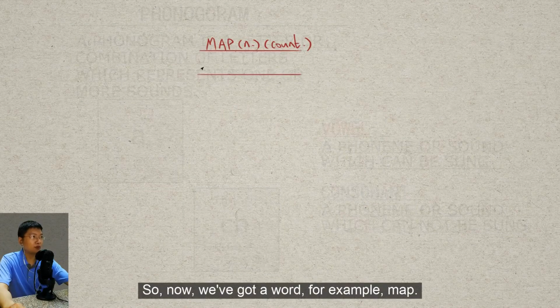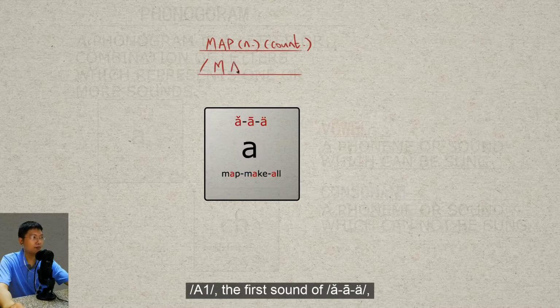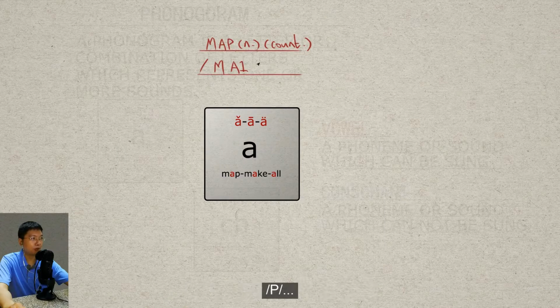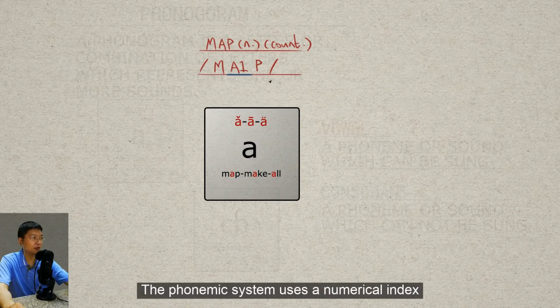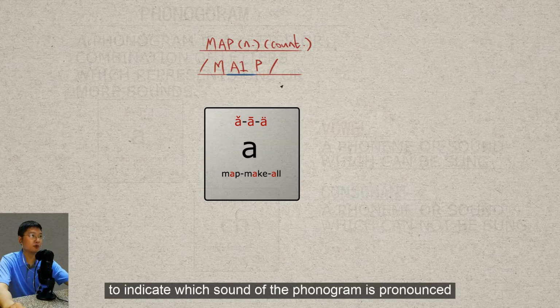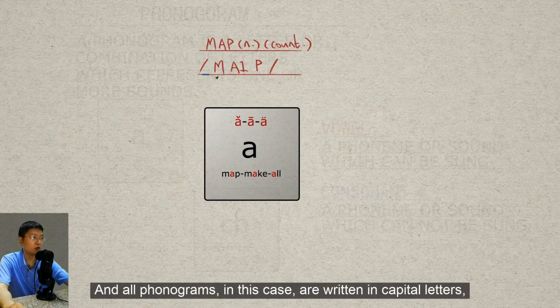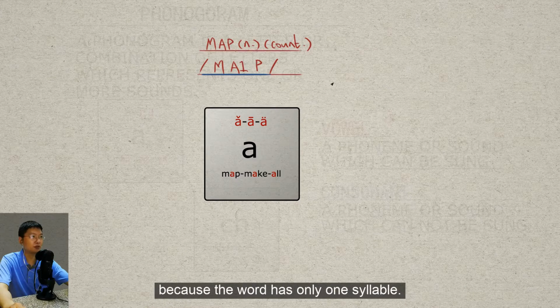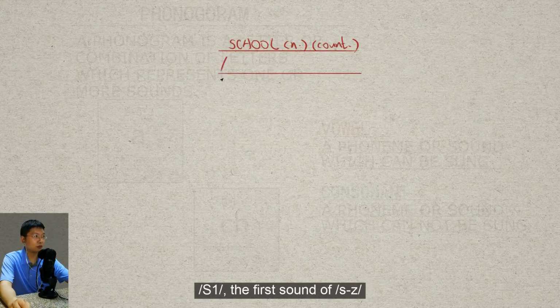So now we've got a word, for example, map. The first sound of the phonogram, P. So we have the word map. The phonemic system uses a numerical index to indicate which sound of the phonogram is pronounced when the phonogram has more than one sound. And all phonograms in this case are written in capital letters because the word has only one syllable. Let's try another example, school.